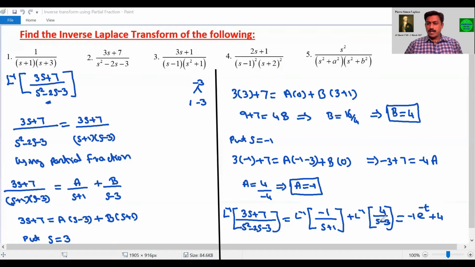Here it looks like the s minus a form. Then your answer is e power at. A value is 3, we will get e power 3t. That is equal to 4 e power 3t minus e power minus t we can write.